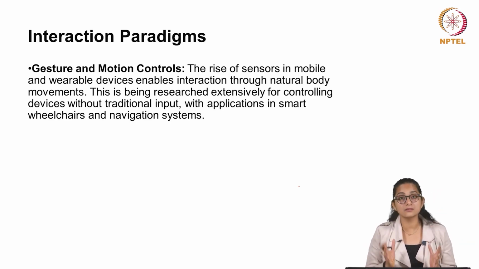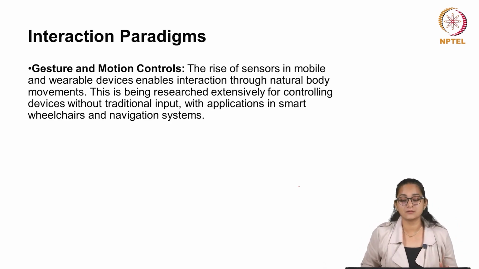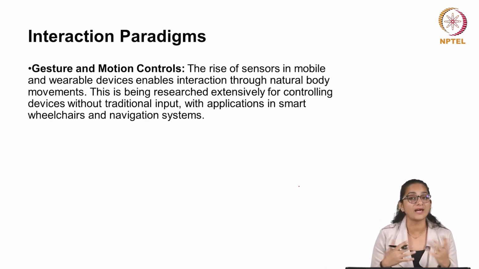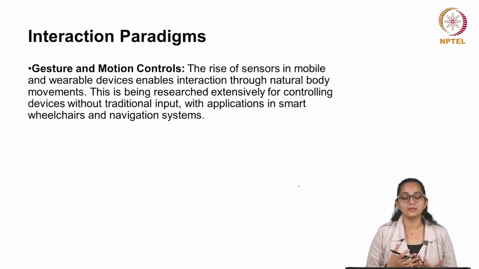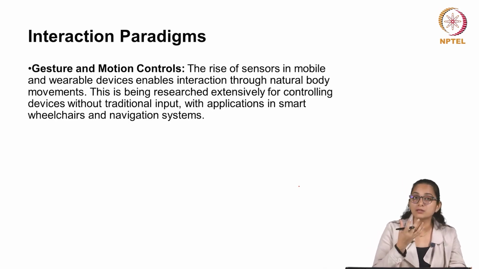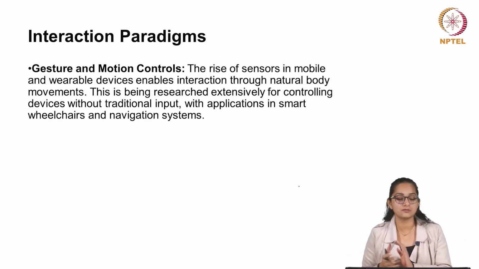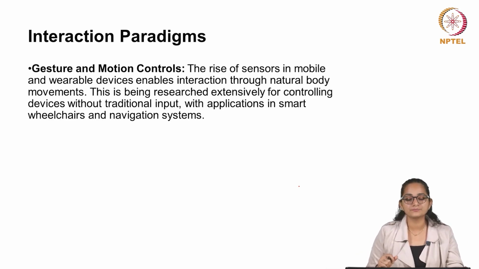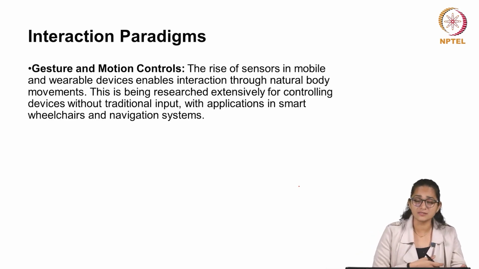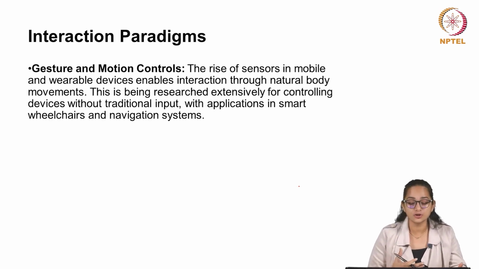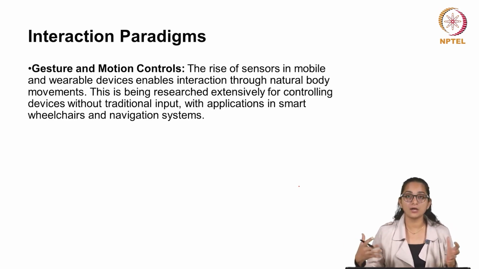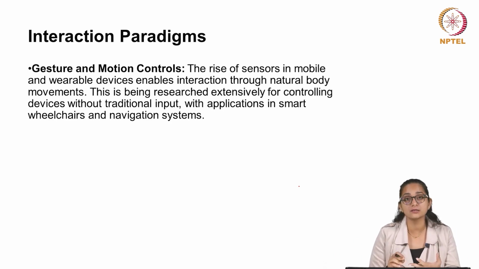The rise of sensors in mobile and wearable devices enables interaction through natural body movements, and this is being researched extensively for controlling devices without the traditional inputs, with applications in smart wheelchair and navigation systems. For example, your phone now has a gyroscope, and there are other motion controls, and even the same can be incorporated. The cost of incorporating sensors has become very low. So, it can be explored in a lot of other applications like navigation.